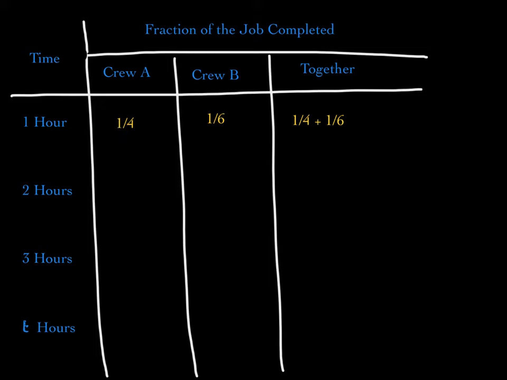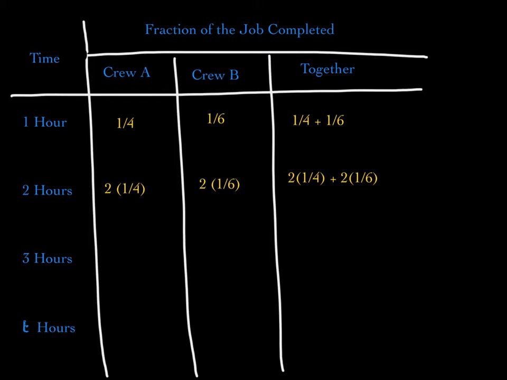If they can do the whole job in 4 hours total, then in 1 hour, they've done 1/4 of the job. For crew B, it takes them 6 hours to complete the job. So that must mean in 1 hour, they have completed 1/6 of the job. Now, if they join forces and work together, then we know that in 1 hour, they will have completed a quarter plus a sixth of the job, right? The quarter that crew A does and the sixth that crew B does.